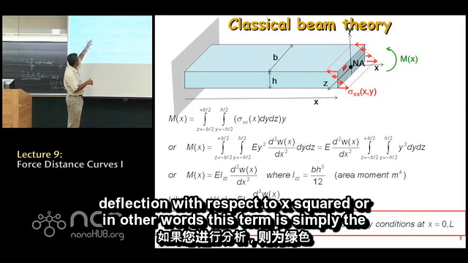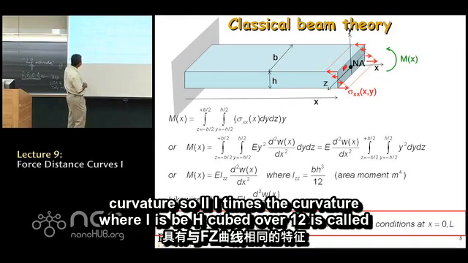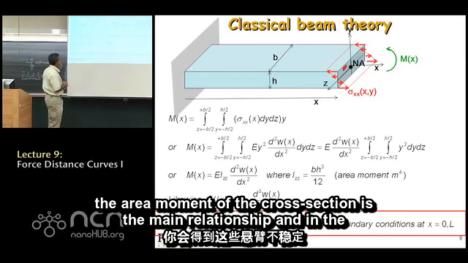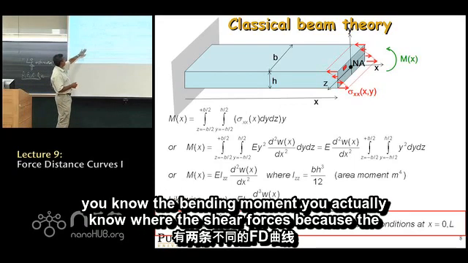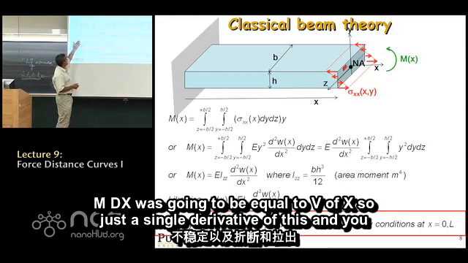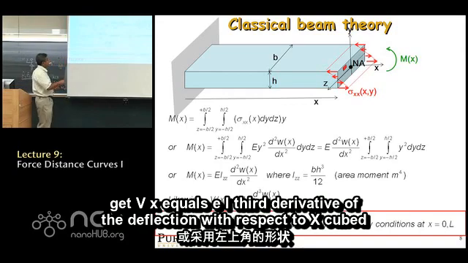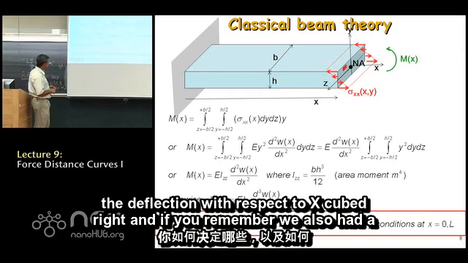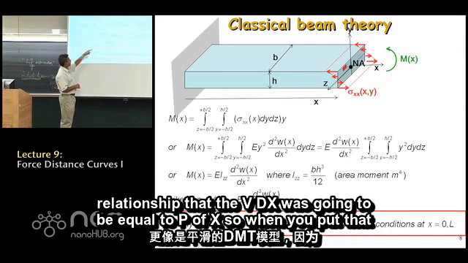Or in other words, this term is simply the curvature. So EI times the curvature, where I is b h cubed over 12, called the area moment of the cross-section, is the main relationship. And in the previous slide, we derived that, well, if you know the bending moment, you actually know what the shear force is, because dm dx is equal to v of x. So just a single derivative of this, and you get v of x equals EI times the third derivative of the deflection with respect to x, right? And if you remember, we also had a relationship that dv dx was going to be equal to p of x.